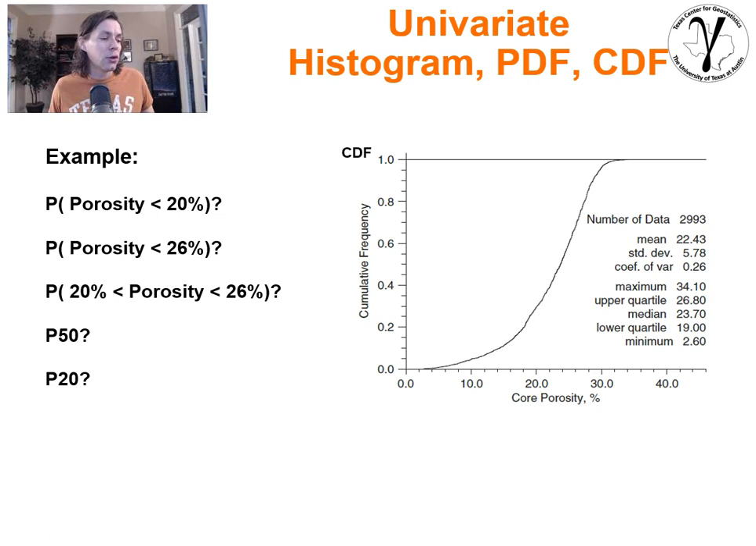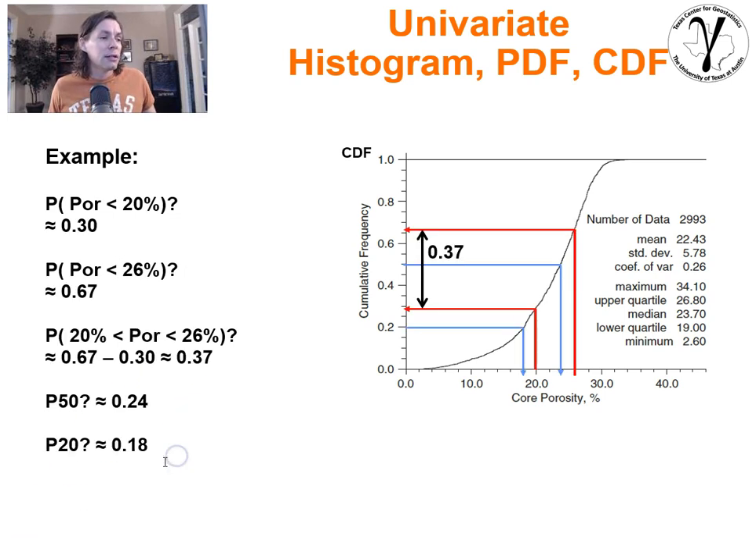1, 2, 3. So what we have is, first of all, what's the probability of having a porosity less than 20%? We can go from porosity 20%, go up here, and find it's pretty close to 30%, maybe 28%. What's the probability of porosity less than 26%? We go up here, and we get about 67%.